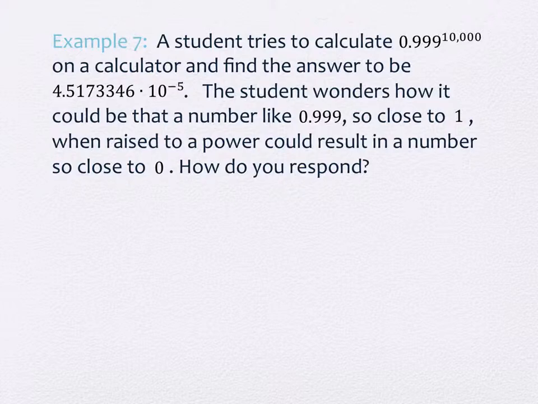The student wonders how it could be that a number like 0.999, which is very, very close to the number 1, when it is raised to a power, could actually become a number so close to 0. And the question is, how do you respond? Why would that happen? Or how could that happen?